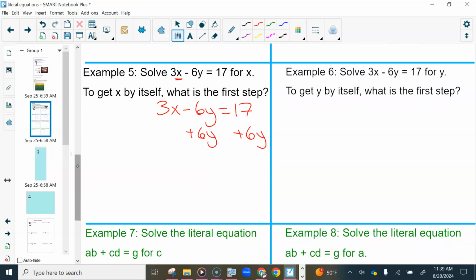So then here, these 6y's cancel. I do have my 3x. And then I cannot combine these. They're not like terms. One has a y, one doesn't, so I'm just going to rewrite it.